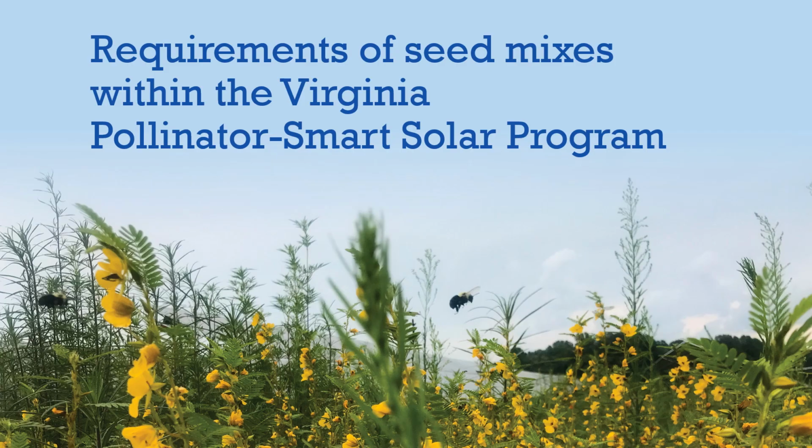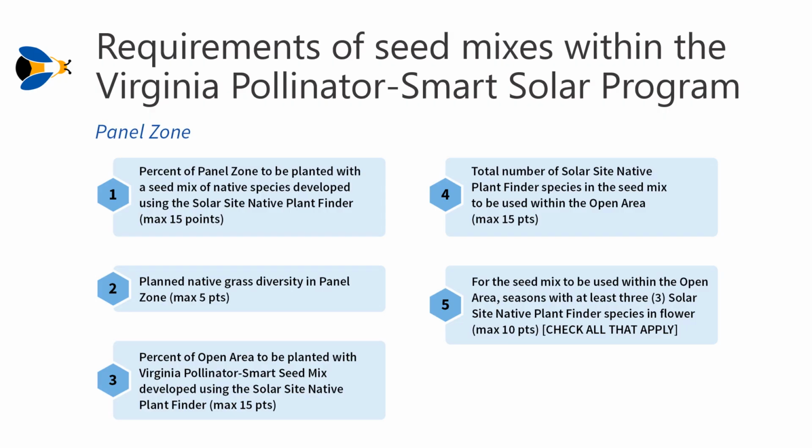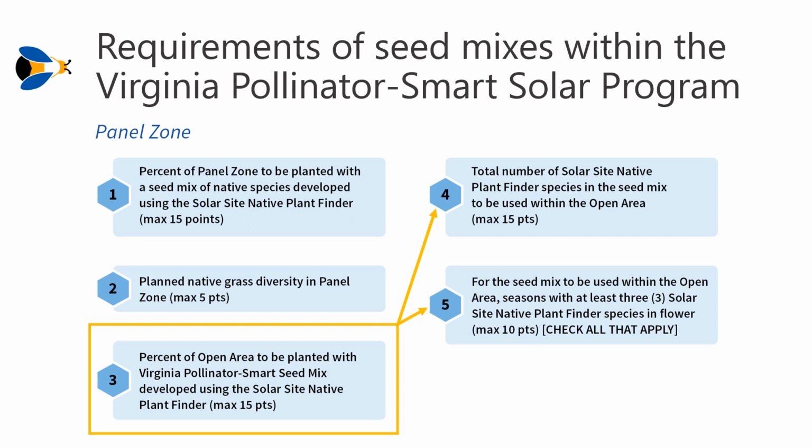Requirements of seed mixes within the Virginia Pollinator-Smart Solar Program. The requirements of the Virginia Pollinator-Smart Solar Program are dictated by the scorecards, which are covered in a different module. I've taken 5 questions from version A scorecard, the proposed or retrofit scorecard, that deal with seed mixes. These questions outline the criteria that we're looking for when designing a seed mix for this program. These questions are clumped into 2 categories, the panel zone and the open area. Questions 3, 4, and 5 deal with the open area.